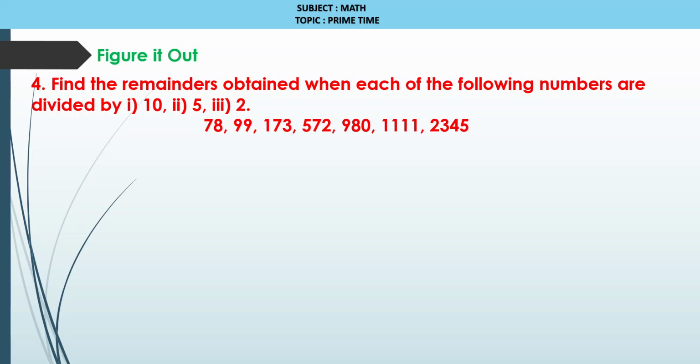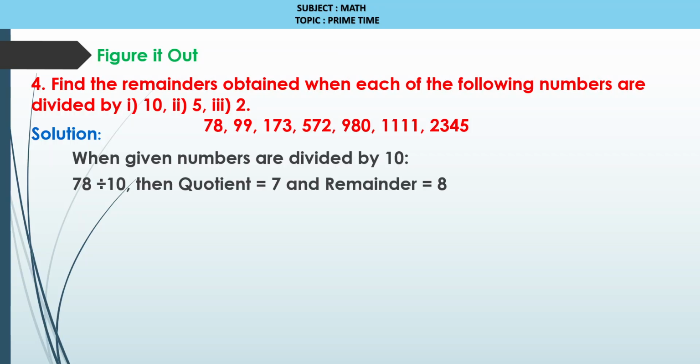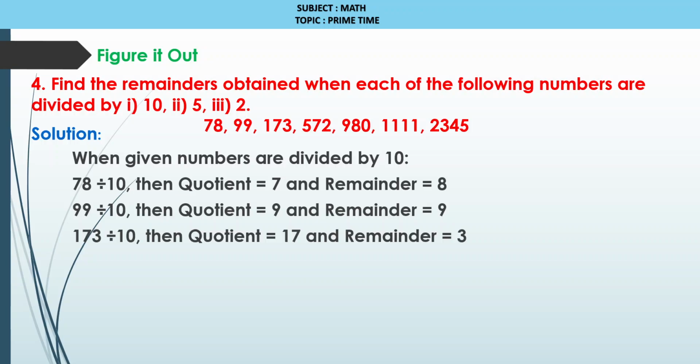Let us see question number 4. Find the remainders obtained when each of the following numbers is divided by 10, 5 and 2. First one, 78. When 78 is divided by 10, the quotient is 7 and the remainder is 8. 99 divided by 10, the quotient is 9 and the remainder is 9. 173 divided by 10, the quotient is 17 and the remainder is 3.